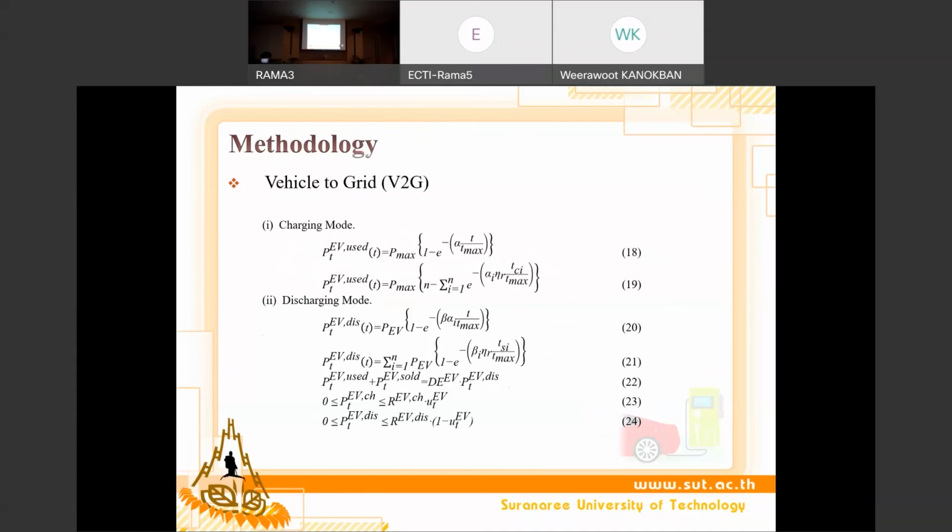Vehicle to grid, or V2G. This study assumed that EVs are included in each sub-microgrid. V2G is a vehicle acting as an energy storage device and supplying energy to the grid. Two types of EV actions are used in this simulation: charging mode and discharging mode.